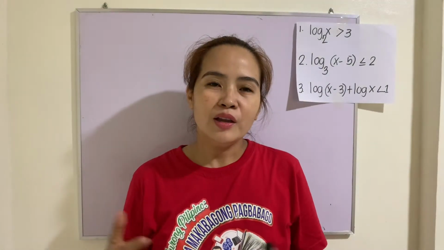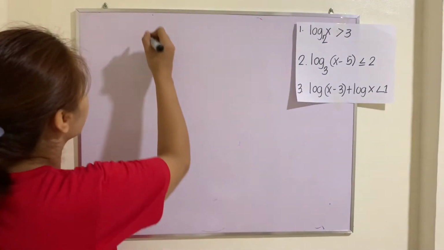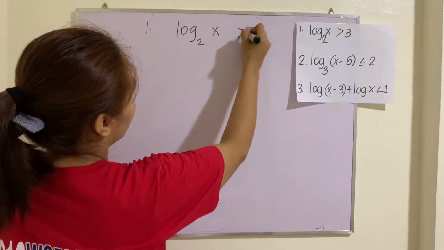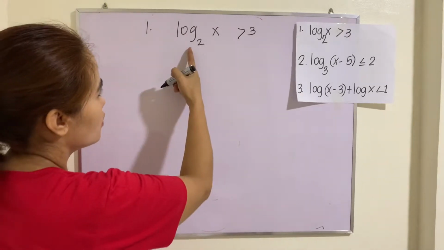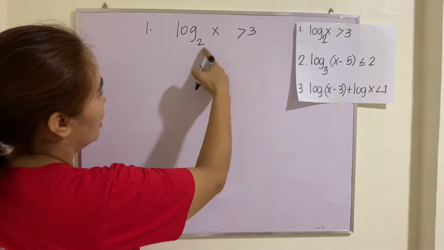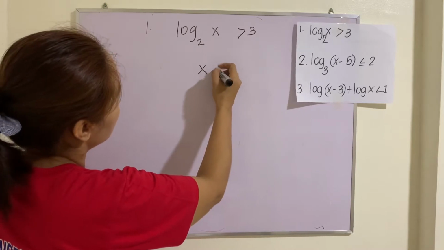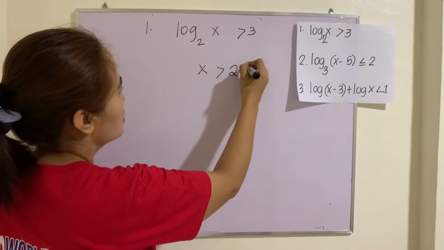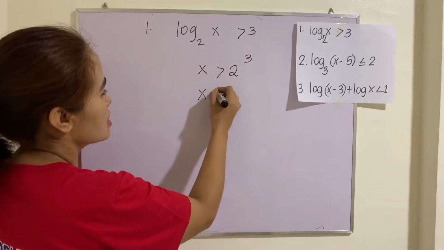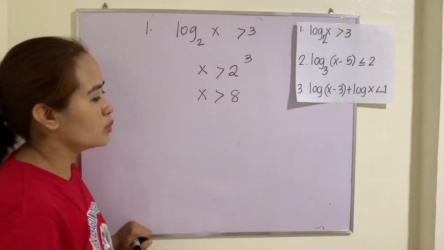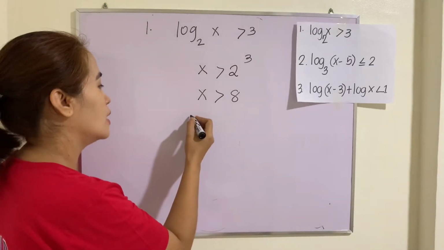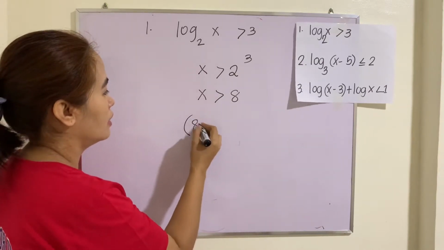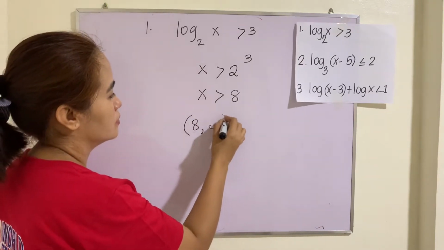Solve now logarithmic inequalities. Example 1: log of x to the base 2 is greater than 3. To solve this one, you have to make it exponential, meaning the exponential equivalent of this is x is greater than 2 raised to 3. So x is greater than 8. So what will be our solution set then? This one is x greater than 8, meaning from 8 up to positive infinity.